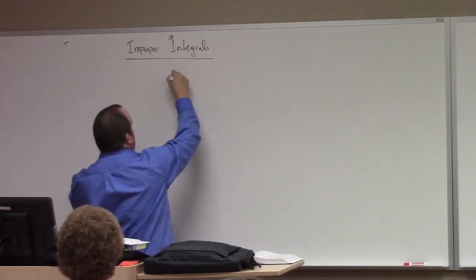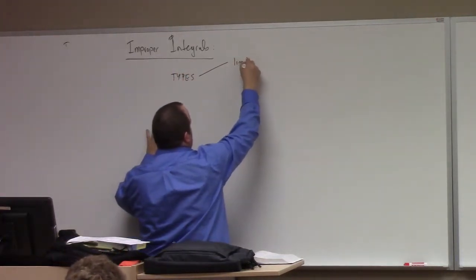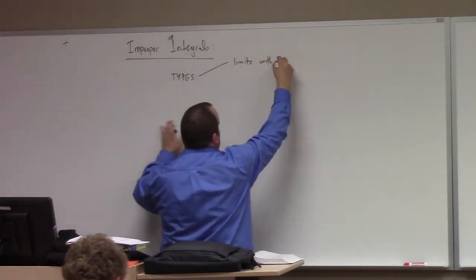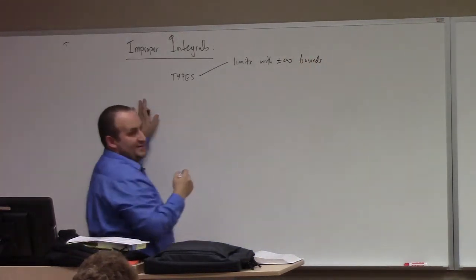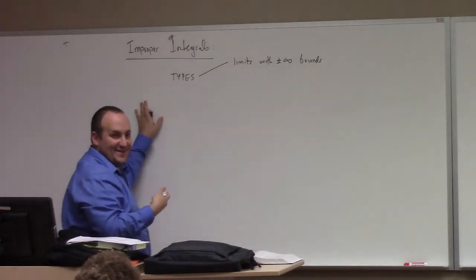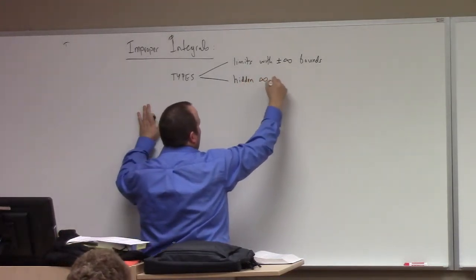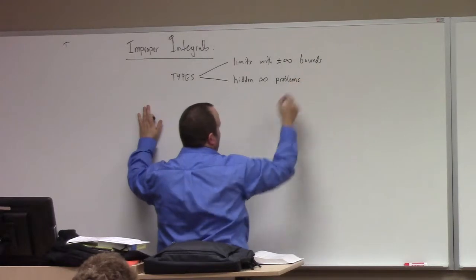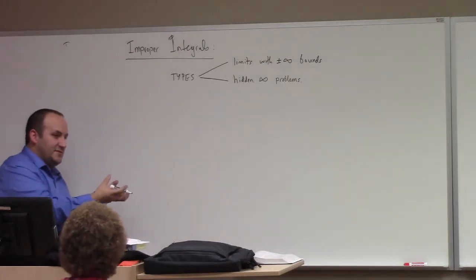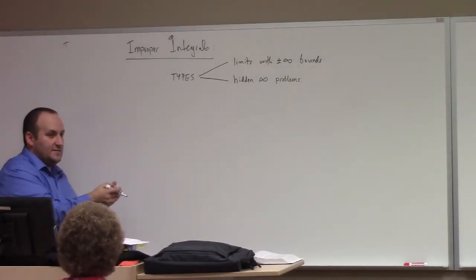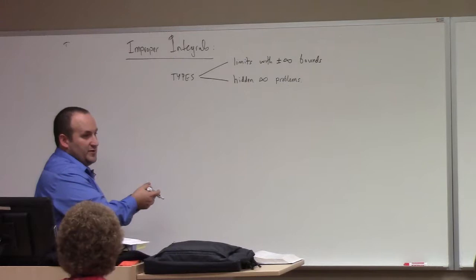So here are the two generic types that I see. There's the limits with plus or minus infinity bounds. Those are kind of in your face, obviously improper, right? And then there's the hidden infinity problems. In other words, problems that look like they're garden variety ordinary definite integrals, but the devil's in the details. So the second type is much more insidious than the first, right? The first I can teach you pretty easily.